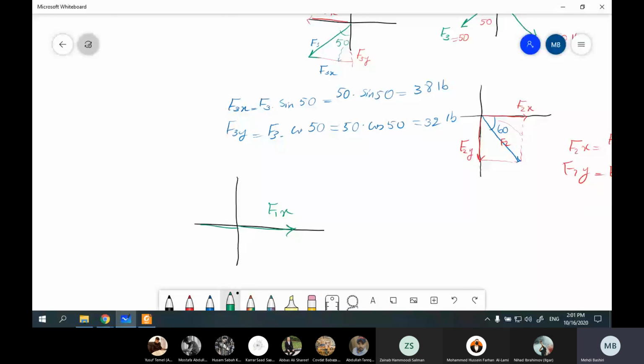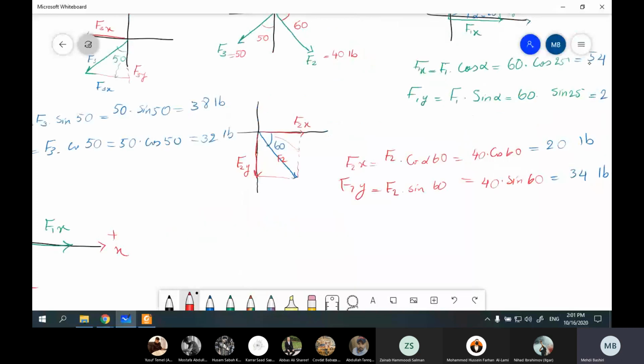You all know that the positive direction of the coordinate system is this one and this one. So here we have x positive, here we have y positive, here y negative, and here x negative. So when we got F3x equal to 38 pounds, you should notice that this force is negative because it's in the opposite direction. But when you got 54 for F1x, you have to know that this is along the positive direction.